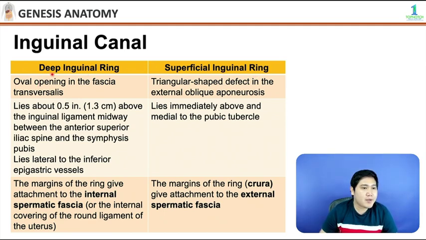So your deep inguinal ring is an oval opening, in contrast to your superficial inguinal ring, which is triangular in shape. Your deep inguinal ring is part of the fascia transversalis, while your superficial inguinal ring is part of the external oblique aponeurosis. So your deep inguinal ring lies above the inguinal ligament, midway between the ASIS and the symphysis pubis, and lies lateral to the inferior epigastric vessels.